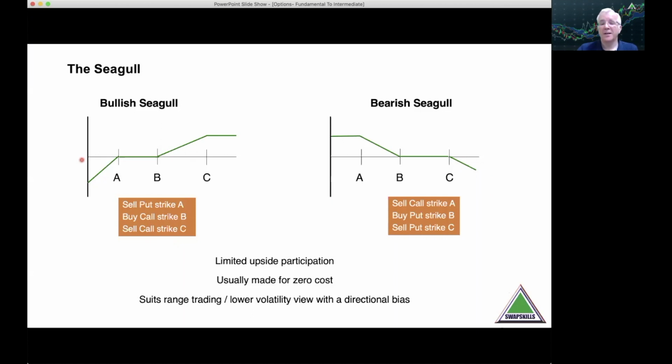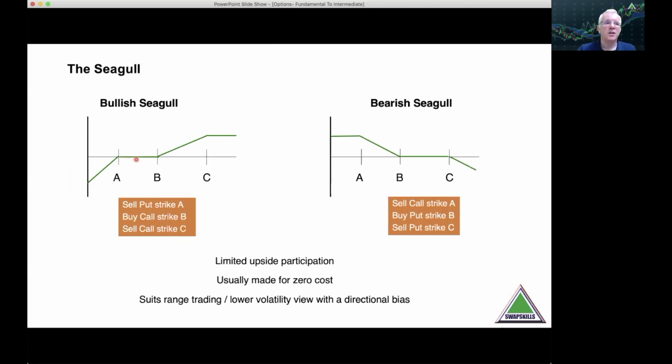This is, and I apologize, I don't know who thinks up these names. We have bearish seagulls and bullish seagulls. Some dealers have way too much time on their hands. This is also called a three-way collar, and these are quite common when you look at commodity hedging. So what I want to do is look at this bullish seagull. Let's just break it down a bit.